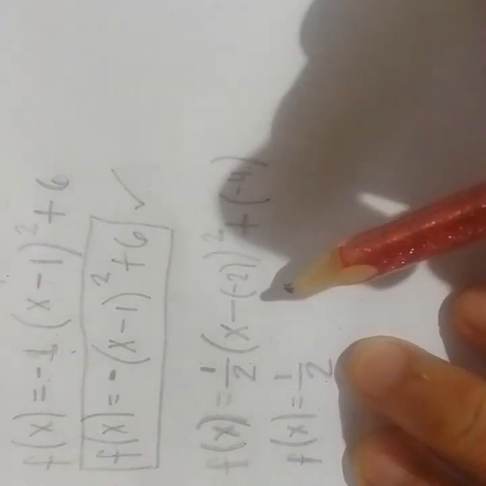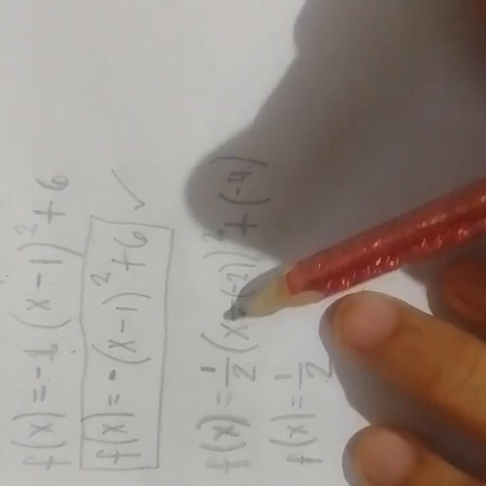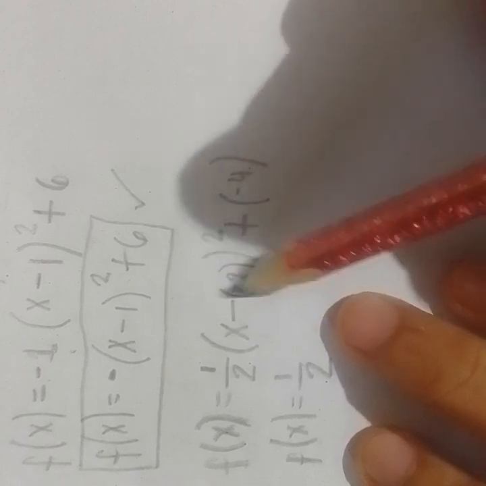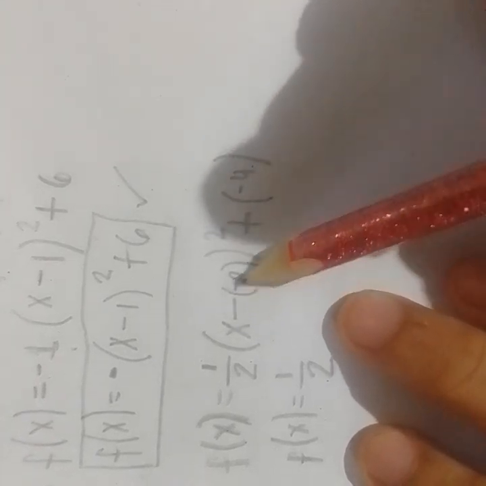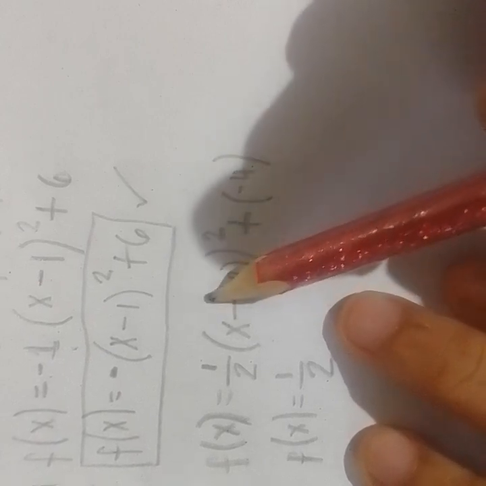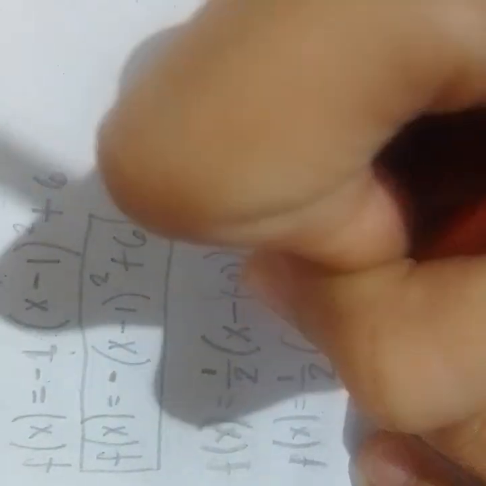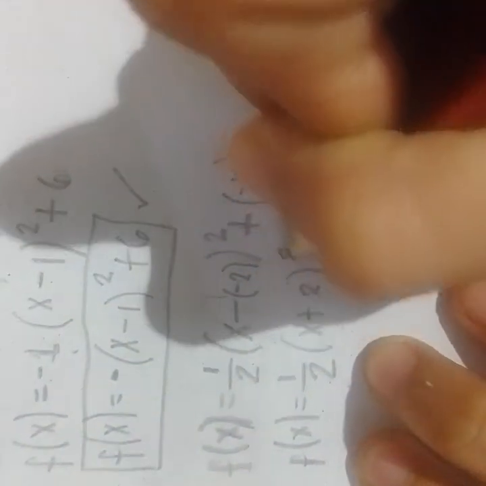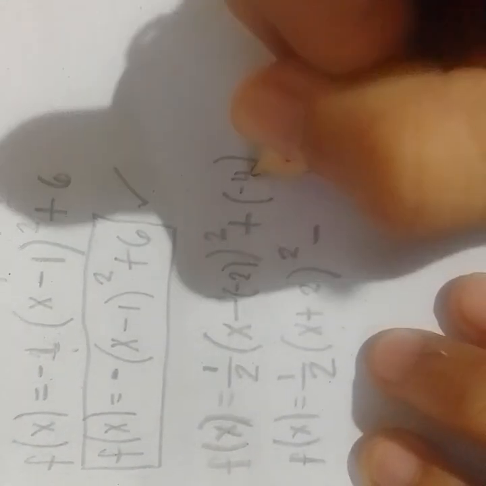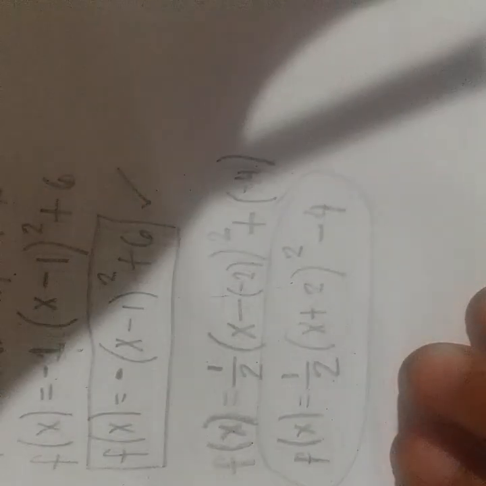f of x is equal to 1/2. Inside the parenthesis is the plus sign. Since there are two consecutive signs, we multiply them because parenthesis means multiply. Negative times negative is positive. In short, two consecutive negative signs convert into a positive sign. So we have x plus 2 to the power of 2. Then the last term, positive times negative is negative. Copy the value 4. So this is your vertex form of the given quadratic function.